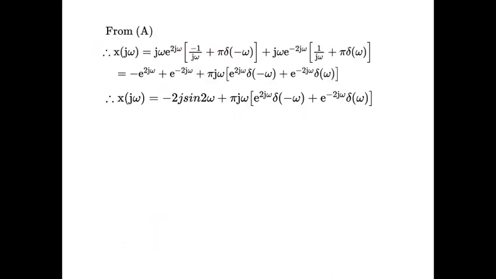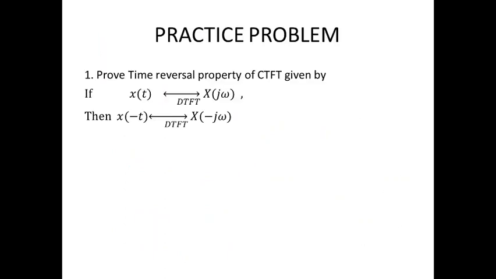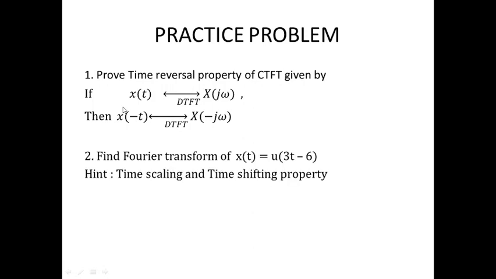The practice problem that is given for today is the time reversal property. We have seen the proofs of many properties, so you can try the time reversal property. It's a very simple proof, you can try. The next one is, find the Fourier transform of x of t equal to u of 3t minus 6, right? The hint here is to see what operations are being done. One is time shifting, t minus 6, and another one is the scaling property. So you can apply the time scaling and time shifting properties to solve this problem.